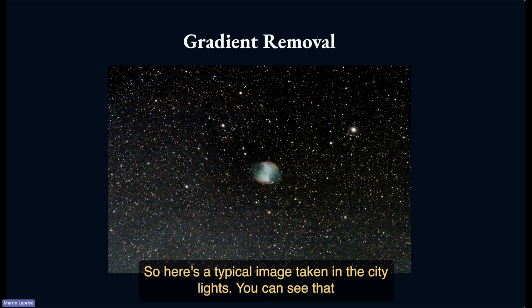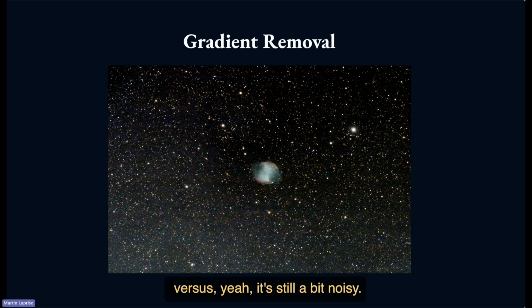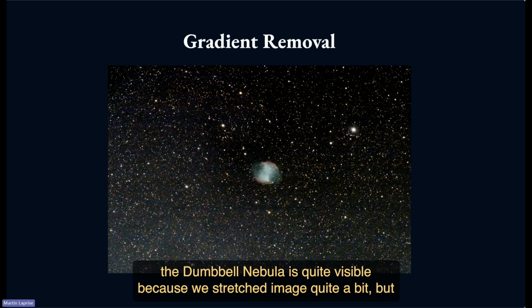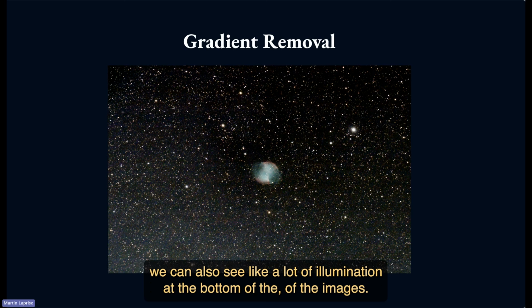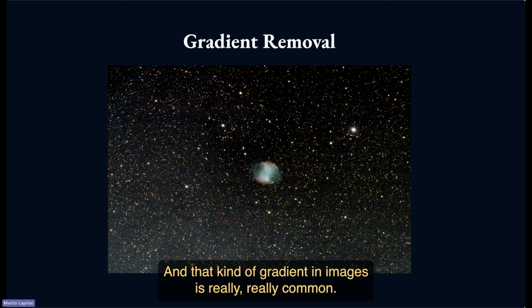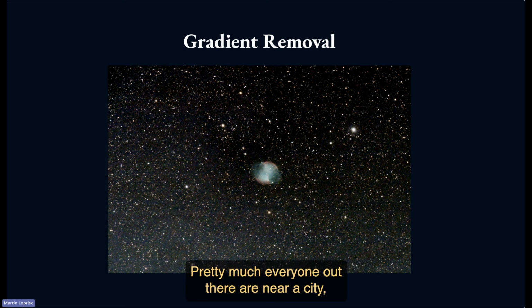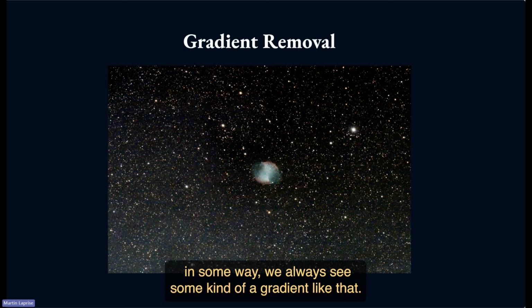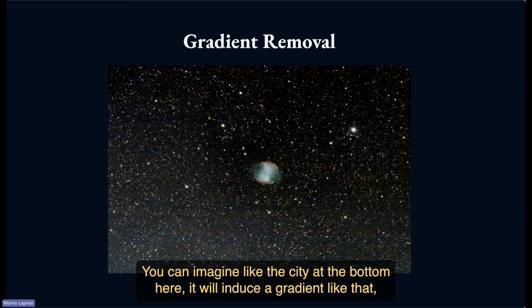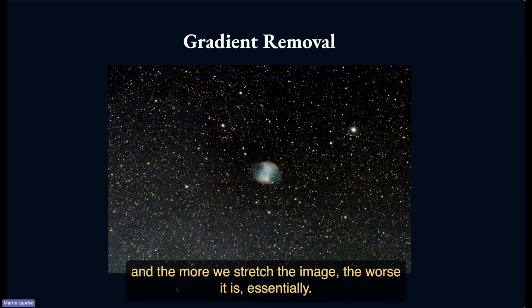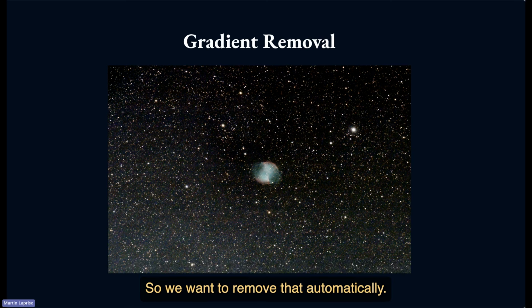Like you can see, it's a little bit noisy. The Dumbbell Nebula is quite visible because we stretched the image quite a bit, but we can also see a lot of illumination at the bottom of the image. That kind of gradient in images is really, really common. Pretty much everyone out there is near a city in some way, so we always see some kind of gradient like that. You can imagine the city at the bottom here, it will induce a gradient like that. And the more we stretch the image, the worse it is, essentially. So we want to undo that automatically.